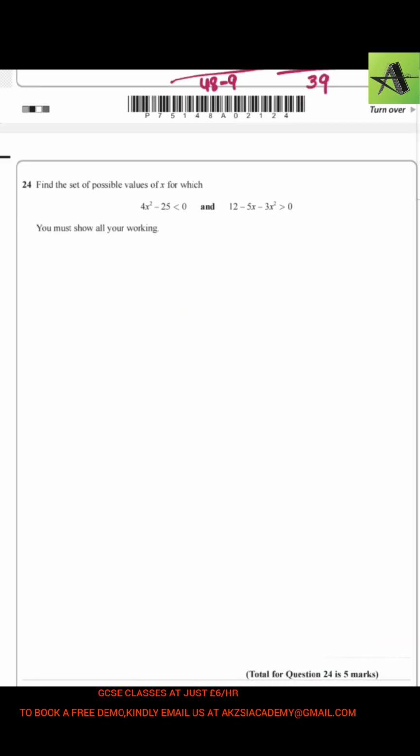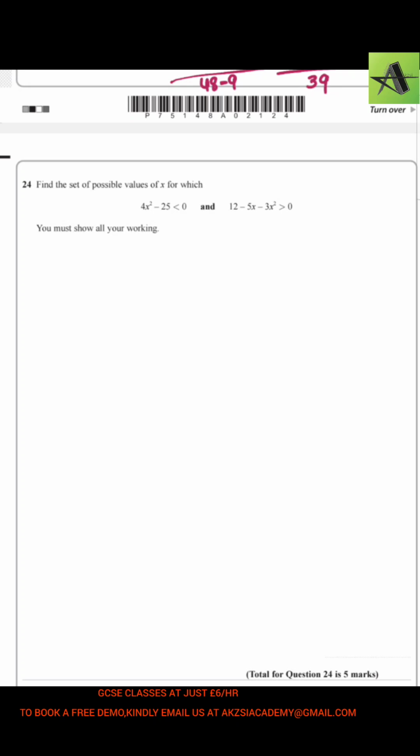Now, this is the last question. Find the set of the possible values of x for which 4x squared minus 25 is less than 0. You must show all your working. And 12 minus 5x minus 3x squared. So basically these two are quadratic inequalities and we have to solve them separately. And then we have to find the overlapping inequality, or the common inequality, that will be our answer.